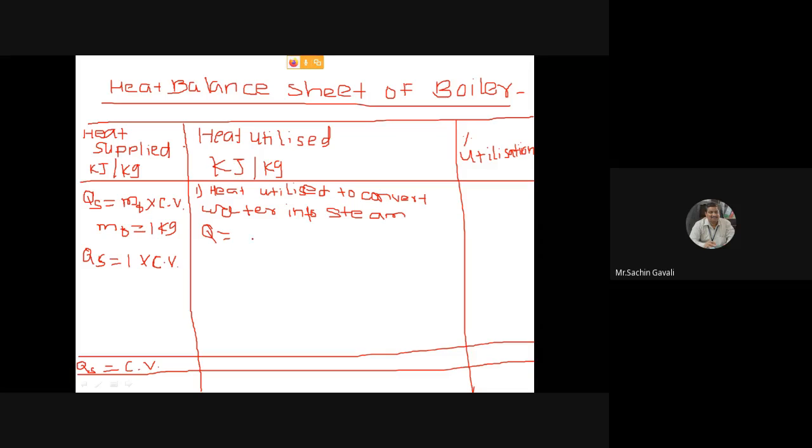What is the formula? Q is equal to mass of steam generated, and its enthalpy is HS, and the water that was initially supplied had enthalpy HW. So Q is MS into bracket HS minus HW. We take 1 kg of fuel basis, so 1 kg, MS upon MF. Every mass in heat utilization we have to divide by MF, so that our heat balance sheet is in terms of 1 kg of coal basis. Heat utilized to convert water into steam, Q is equal to MS upon MF into bracket HS minus HW.